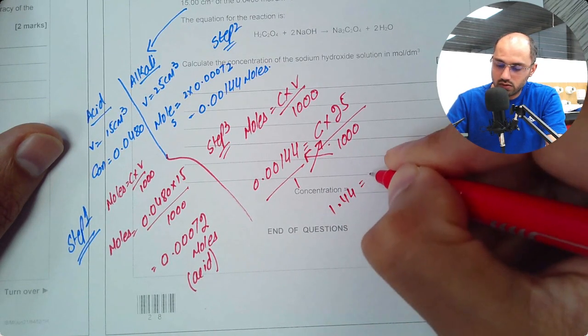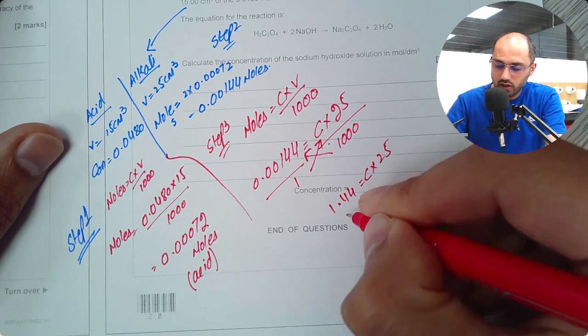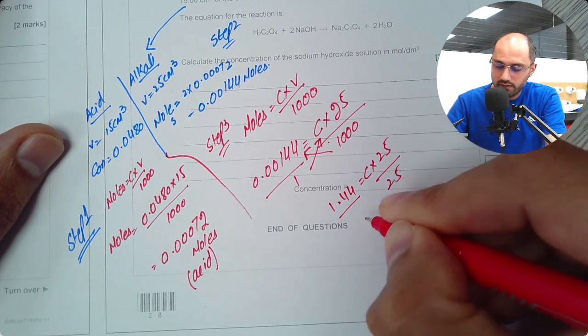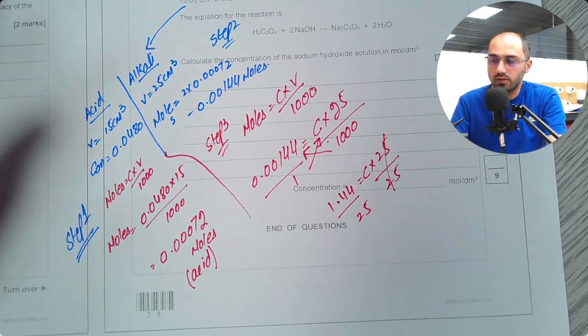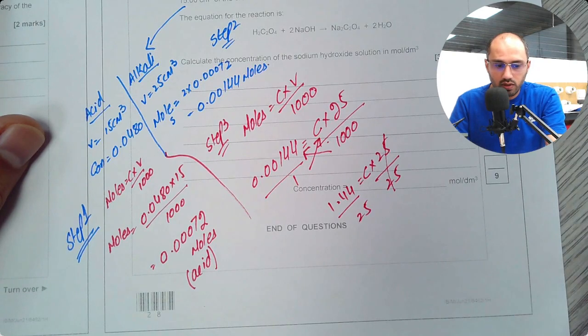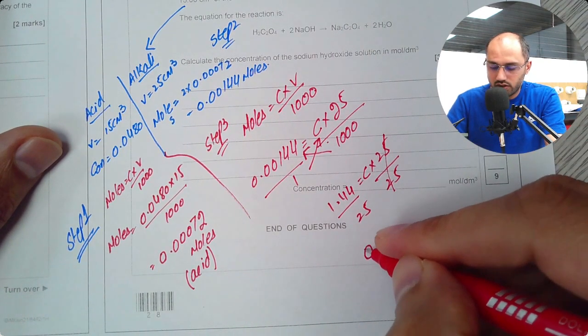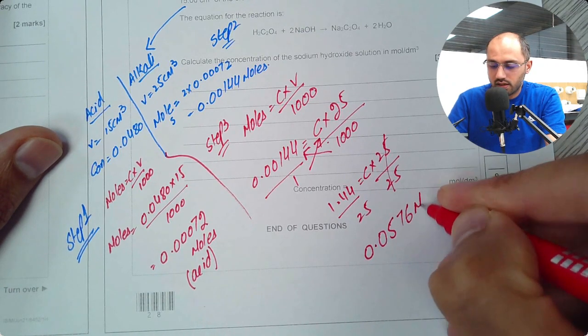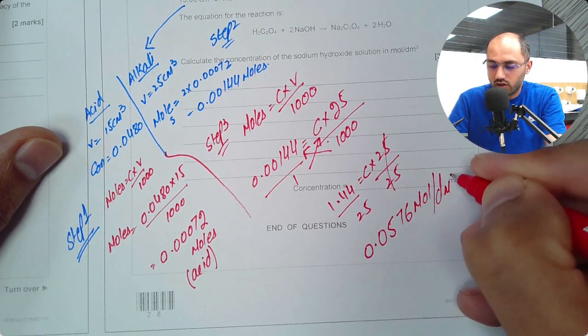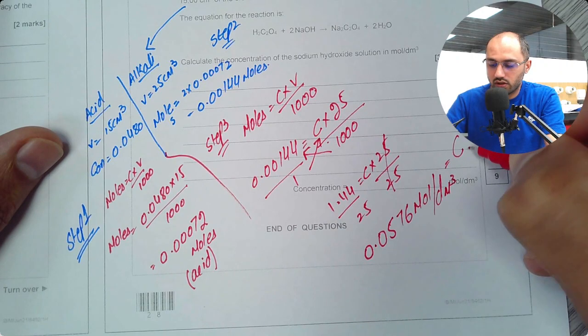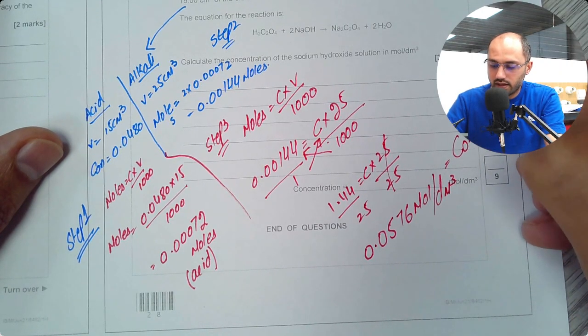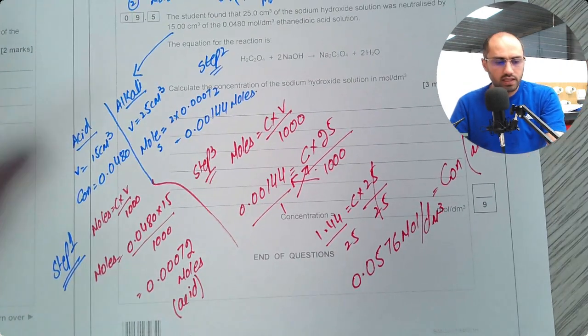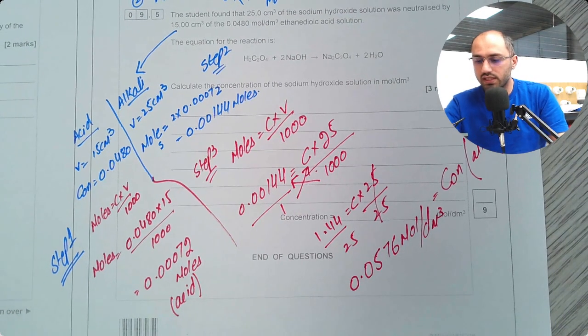1.44 equals C times 25. We divide both sides by 25. This is cancelled out. And if you plug this in your calculator, you'll end up with 0.0576 mol per dm³. And this is my concentration of alkali. Fairly easy question. You just have to remember the steps.